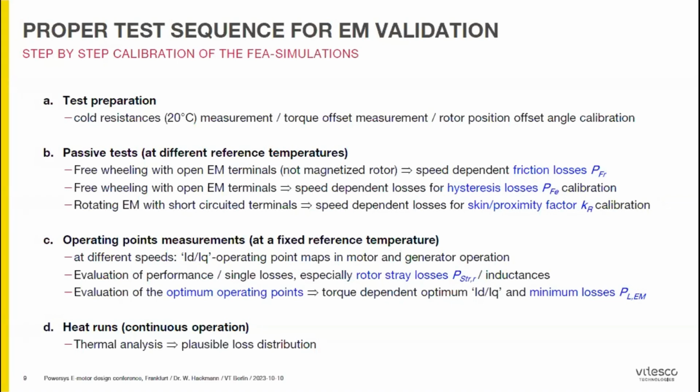Then we are doing a spinning e-machine with short-circuited terminals, and here we get speed-dependent losses which we can use for the calibration of the skin and proximity factor, as we know that the ohmic resistance of an electrical machine is strongly dependent on frequency. So at high frequencies, the ohmic losses, or the copper AC losses as we call them, could be very, very high. And this has to be checked by these simple measurements.